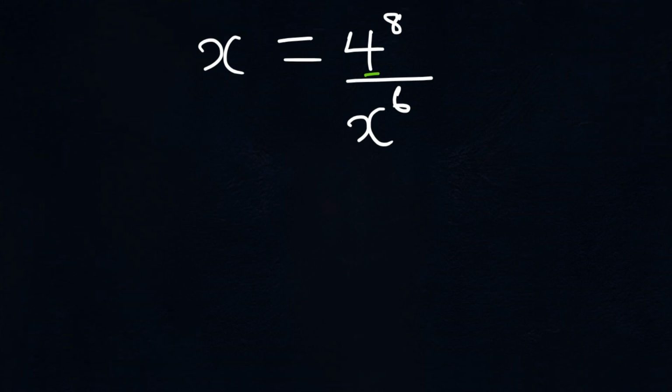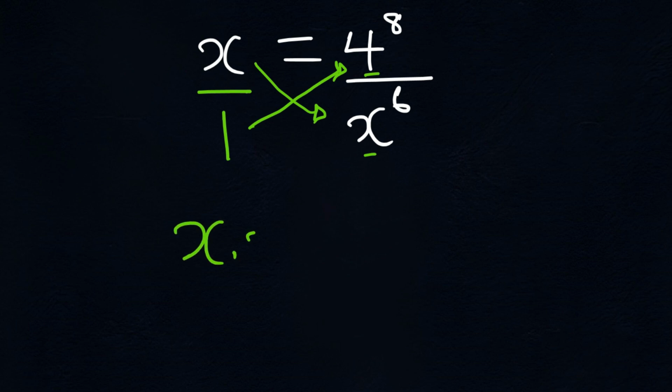4 to the power of 8 and x to the power of 6 cannot divide each other since they are not like terms. So we do cross multiplication, where x is going to be multiplied with x to the power of 6, and 1 is going to be multiplied with 4 to the power of 8. So on the left hand side, we are going to have x multiplied by x to the power of 6 is equal to 4 to the power of 8 multiplied by 1, so this is just going to remain as 4 to the power of 8.